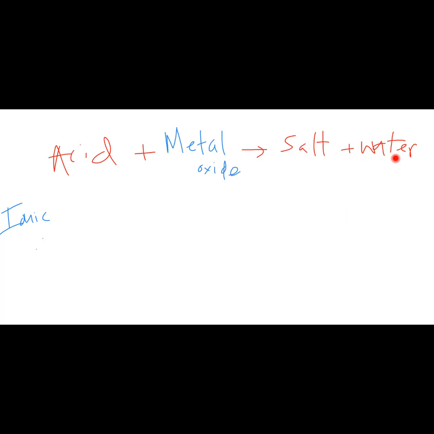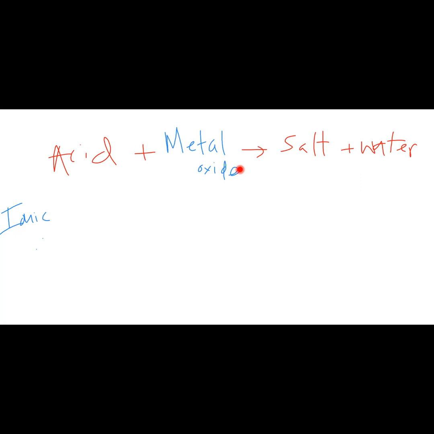Again, you can see the point, right? Salt is not going to be there in our final ionic equation because this salt is in this reaction, okay? This salt contains the ions coming from the acid and the base, right? Metal oxides are bases. Remember that?